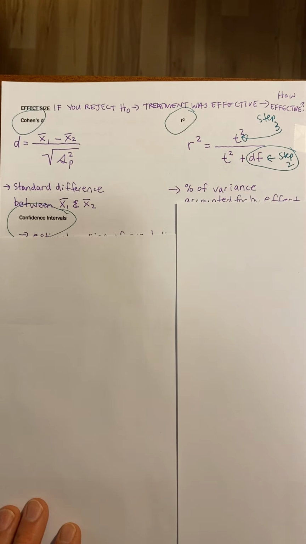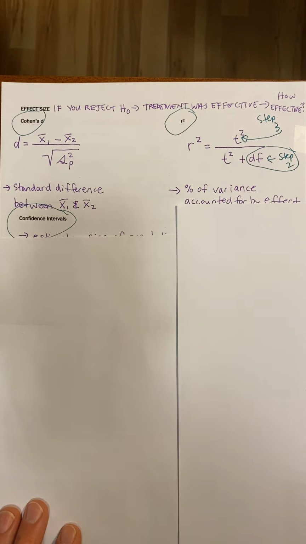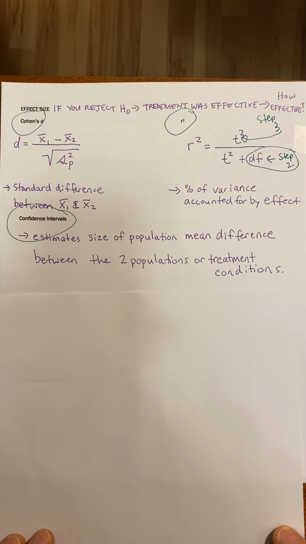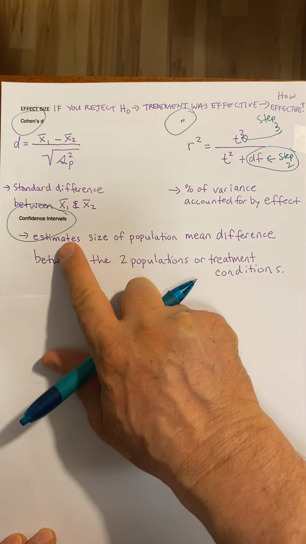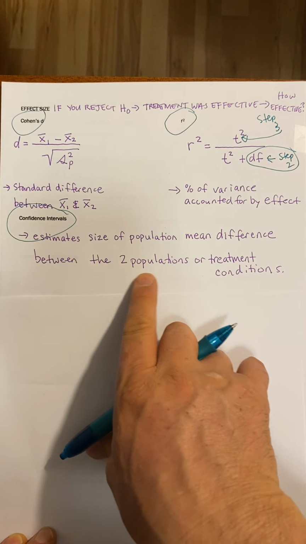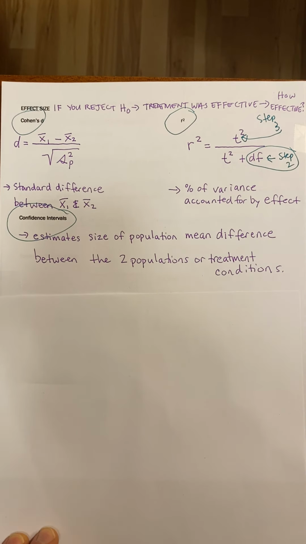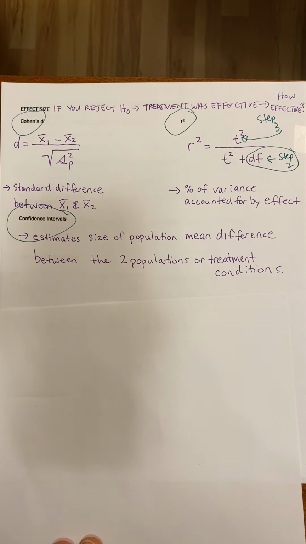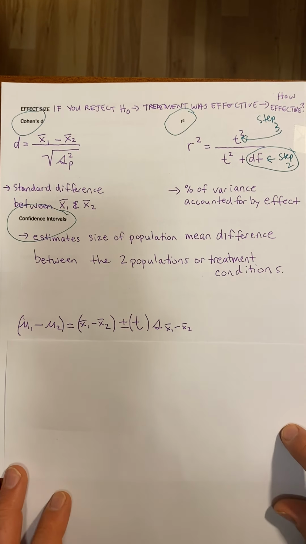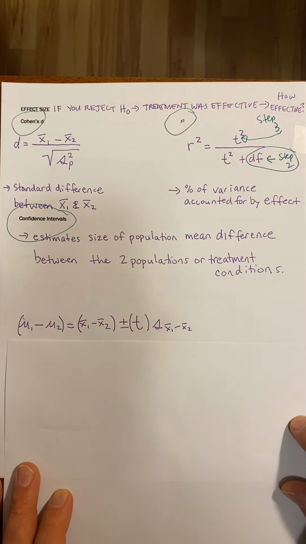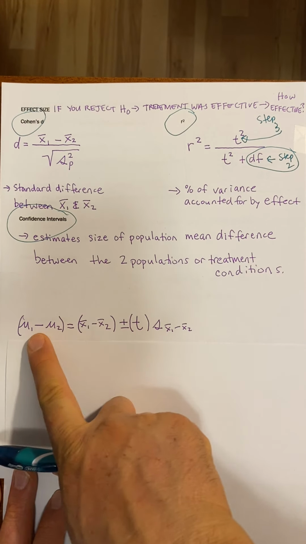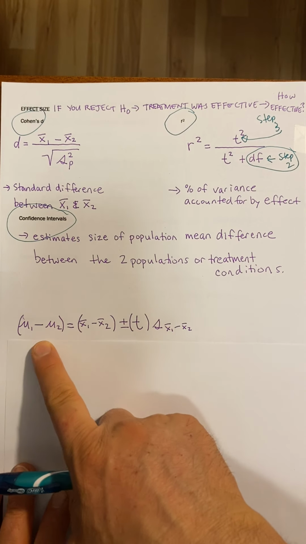Then the last type of effect size measurement was looking at the confidence interval. Here I'm just defining it again real quick. Remember, this is where you're estimating the size of the population mean difference between the two populations or treatment conditions. So what was the formula for this? This is the modified version of the formula. I presented the formula first in chapter 9. This is it modified for chapter 10.